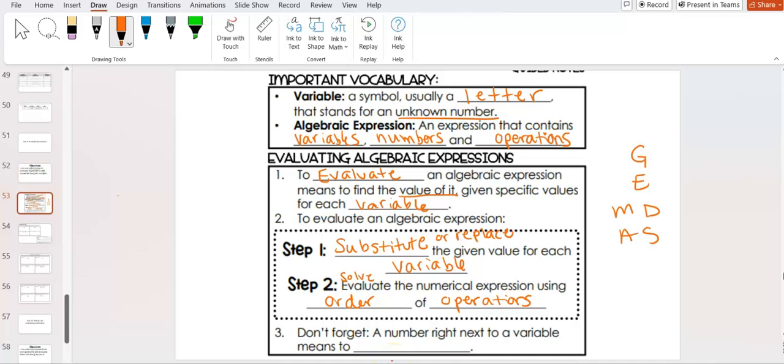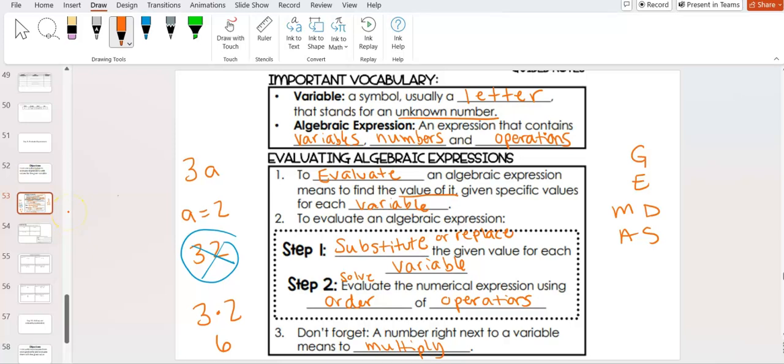Step 3 says, don't forget, a number right next to a variable means to multiply. Right? So if it says 3a, and then they say a is 2, that is not 32. It is 3 times 2, which is 6. Okay? Whew, okay, let's give it a try.